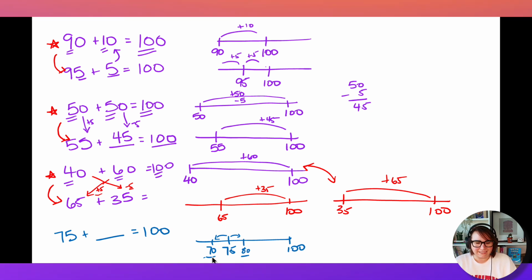Well, if we went with the 70, we know that 70 plus 30 equals 100, but we don't want 70, we want 75. So we need to take 5 away from here. So we're actually going to add 25. Did you think about it as 80? 80 plus 20 gets us 100, but we don't want to add 80. We need to add 5 more. So we're actually going to add 25. Either way, we get the same number, 75 plus 25.